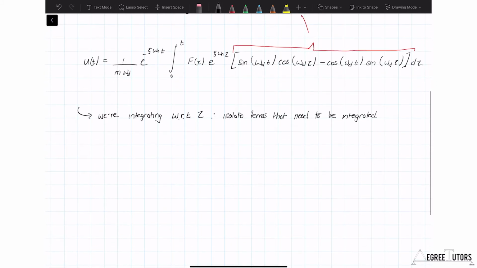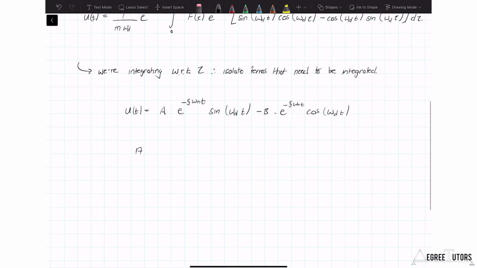When we do that, we end up with our expression u of t equal to A times e to the minus xi omega n t times the sine of omega d t, minus B times e to the minus xi omega n t times the cosine of omega d t. Okay, so then we have A and B defined.